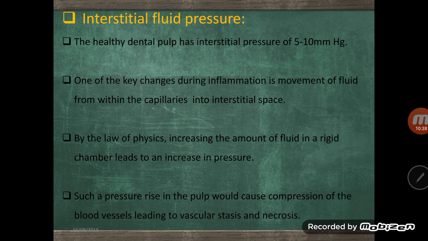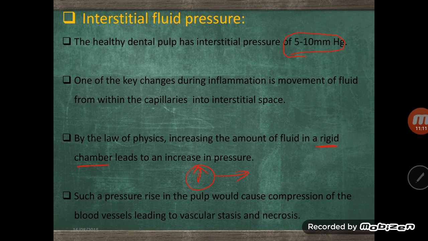These are all MCQs which are there in your dental pulp or any other MCQ books, so please try to concentrate on this. The healthy dental pulp has an interstitial pressure of 5 to 10 mm of Hg. This is the star MCQ. One of the key changes during inflammation is the movement of fluid from within the capillaries to the interstitial space. By the law of physics, increasing the amount of fluid in a rigid chamber, which is nothing but the encapsulated pulp, leads to an increase in pressure.